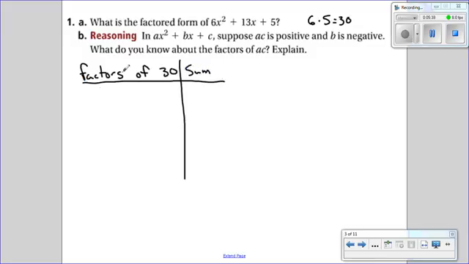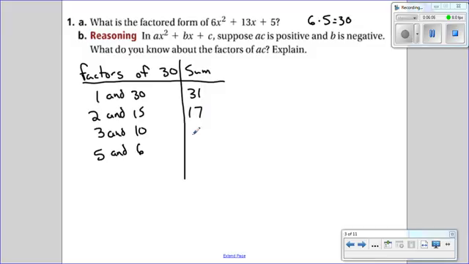Factors of 30 are 1 and 30, 2 and 15, 3 and 10, and 5 and 6. And they're negative counterparts, but I already know I won't need those. The sums are 31, 17, 13, and 11. This is what I'm looking for.